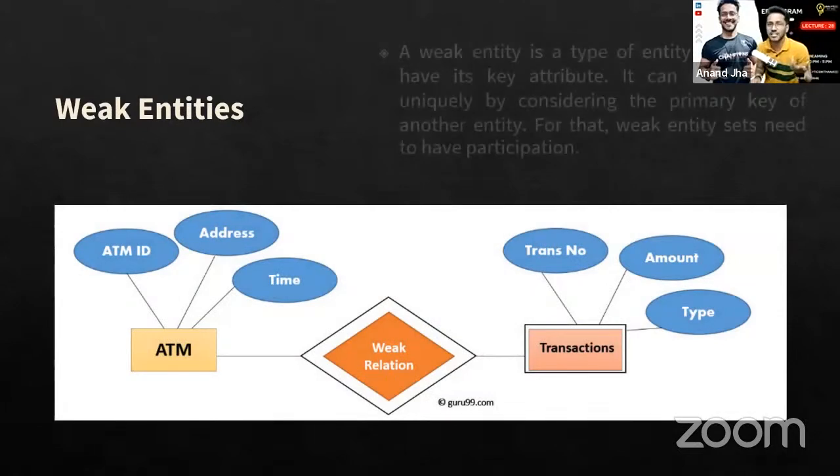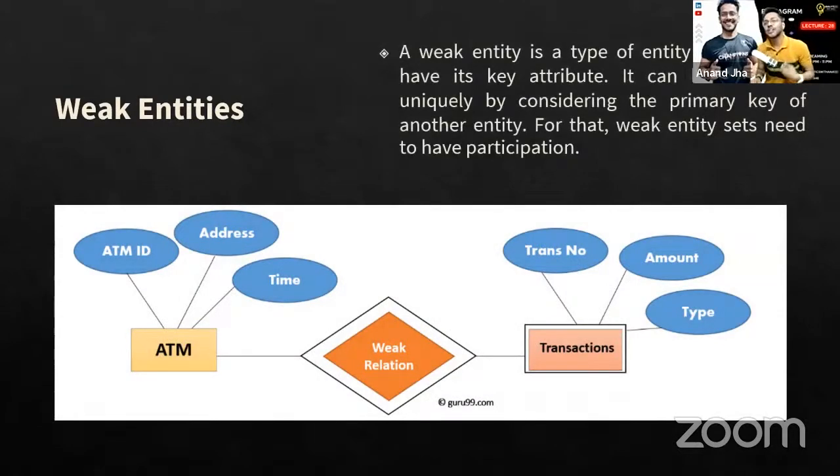Now there are two types of entities, weak entities and strong entities. So weak entity is a type of entity that does not have its own key attribute, primary key, right? It can be identified uniquely by considering the primary key of another entity. It doesn't have its own primary key, but it can be identified uniquely by considering the primary key of another entity. For that, weak entity sets need to have participation.